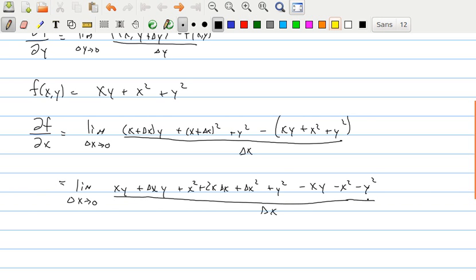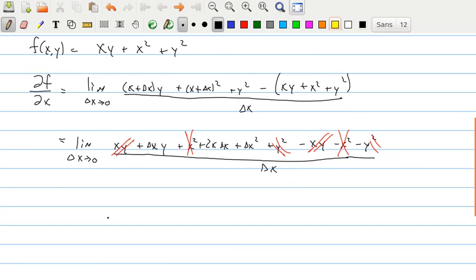Now in the numerator, everything without a delta x should cancel with something else. If we look at the first term, we've got an xy and a negative xy. This delta x y will stay. We've got a positive x squared and a negative x squared, so those cancel. We've got a positive y squared and a negative y squared. Those cancel. So the only stuff left over here are things with delta x in them.